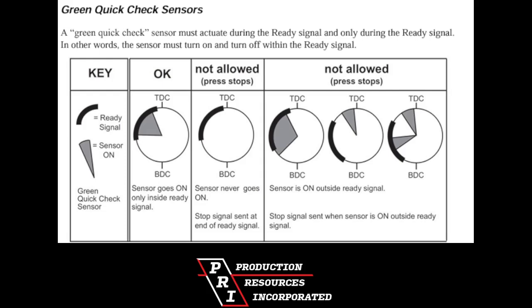Here are the conditions which must be met in order to satisfy a green quick check. So you see there's one condition that must be met. The sensor must come on and must turn off during the ready window. If it doesn't come on at all, we'll send a stop command at the end of the ready window. If the sensor were to activate before the ready window, we will generate the error code when the sensor turns on. If the sensor comes on anytime outside the ready window, there will be an error shown. We will shut the press down on an emergency stop.